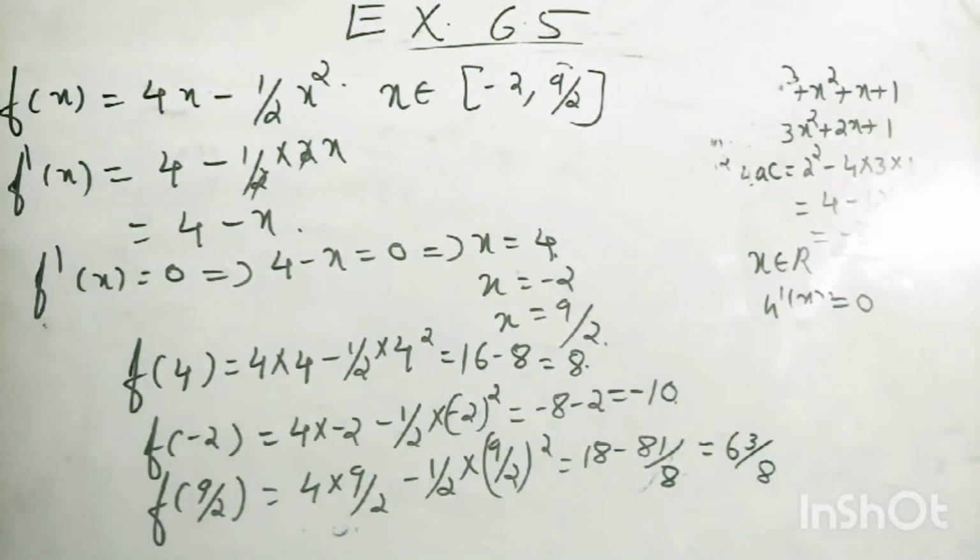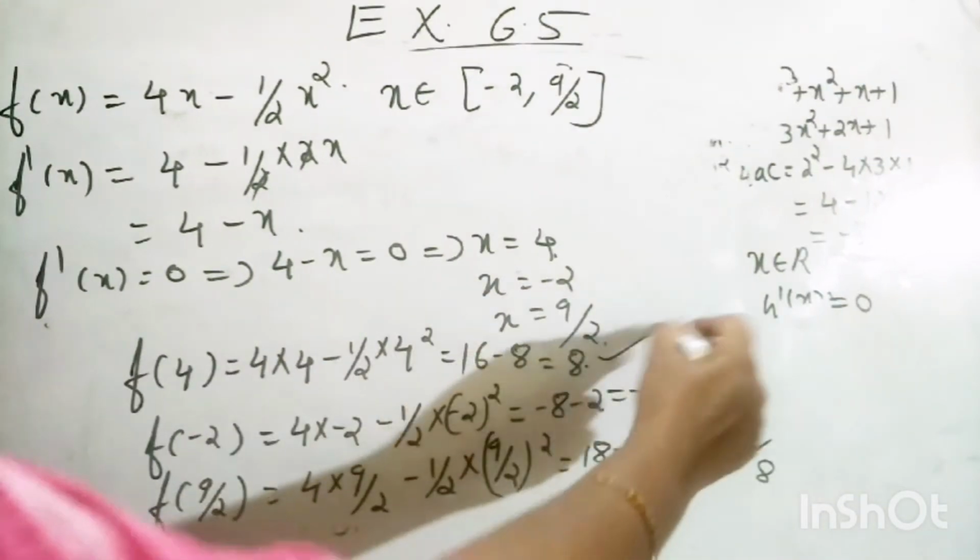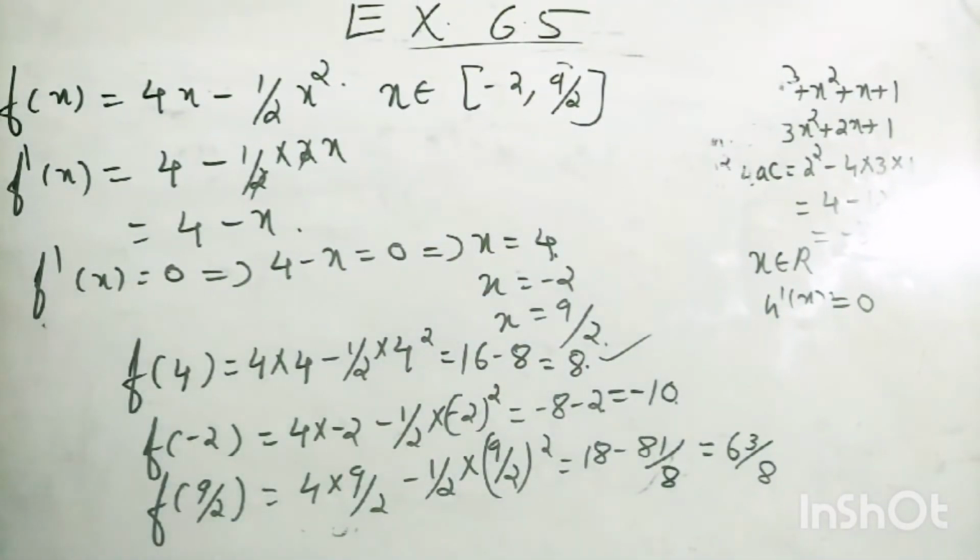Now just look at that. What is our maximum value? The maximum value is 8. The 63 by 8 you will get is 7.875. So the maximum value is 8 and it is at x is equal to 4. So the absolute maximum value is 8 at x is equal to 4, and the absolute minimum value is minus 10 at x is equal to minus 2.